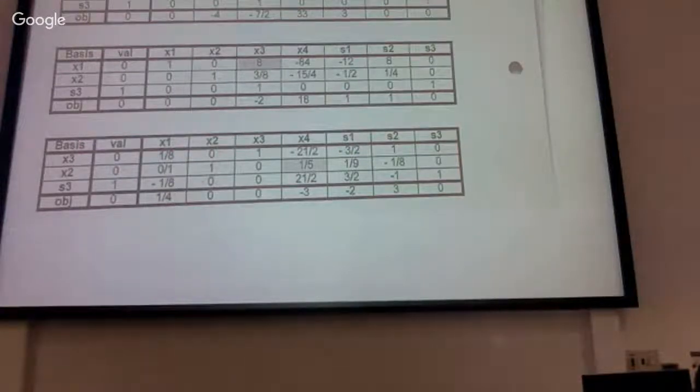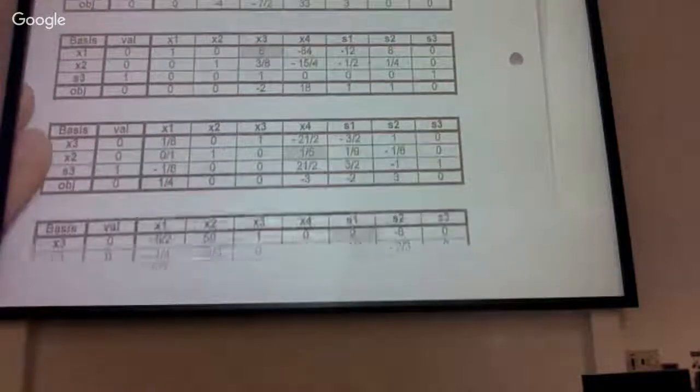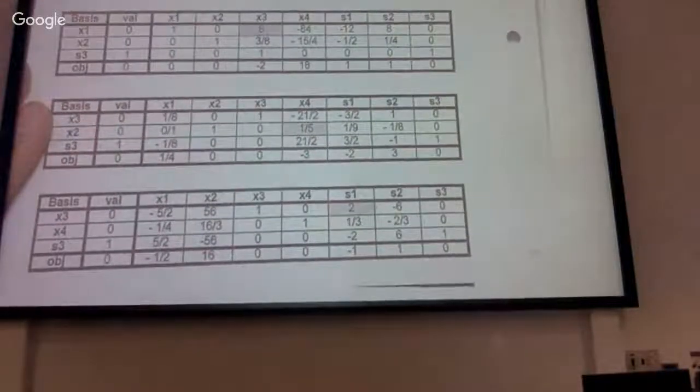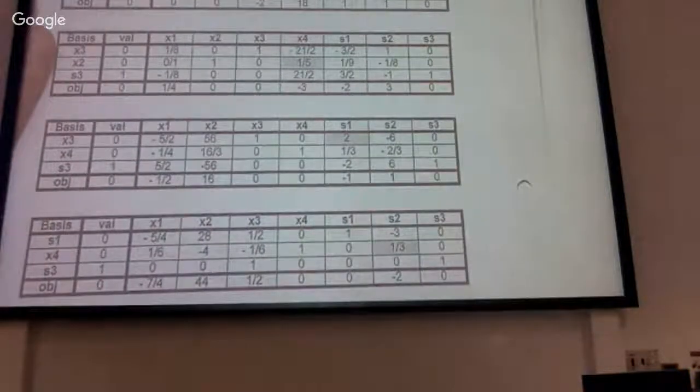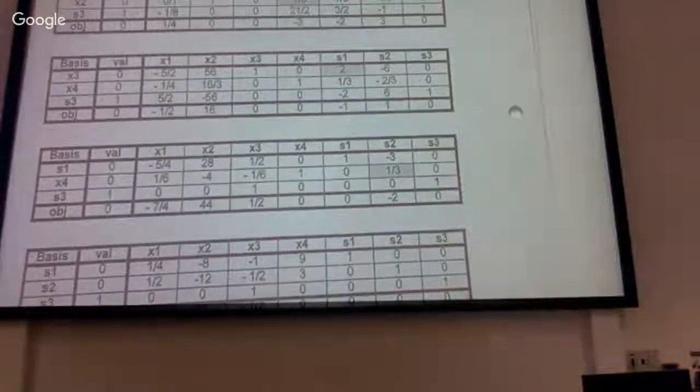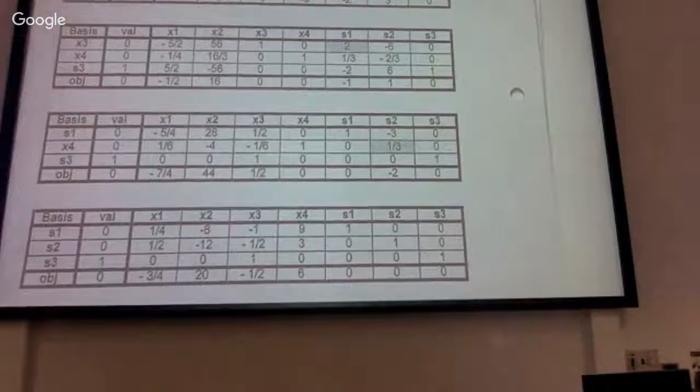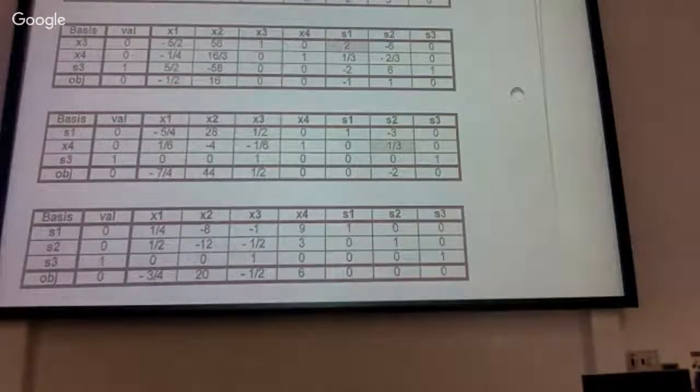Again, I pick the most negative one. The ratios are 0, 1, and 2 over 21. So 0 is less than something, so I have to take 1/5. Can't take negative. What next? Well, next I get this, and then I get this, and then I get this, if I follow my rule. That was a bit quick, but you can check that it actually follows my rule.